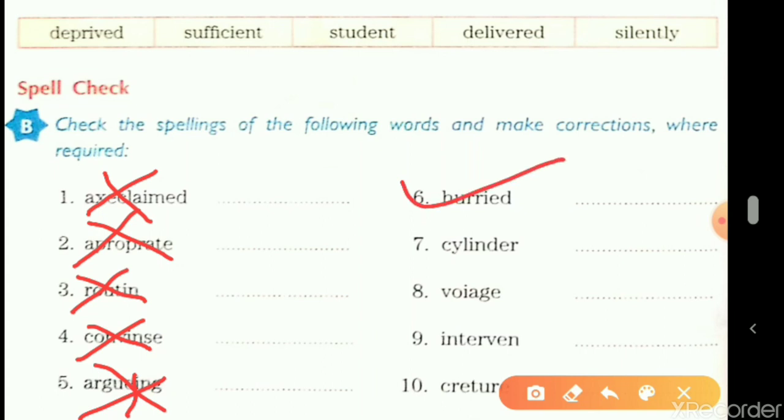Then the spelling of hurried is correct. We need not correct it because already the correct spelling is given. The spelling of cylinder is also correct.